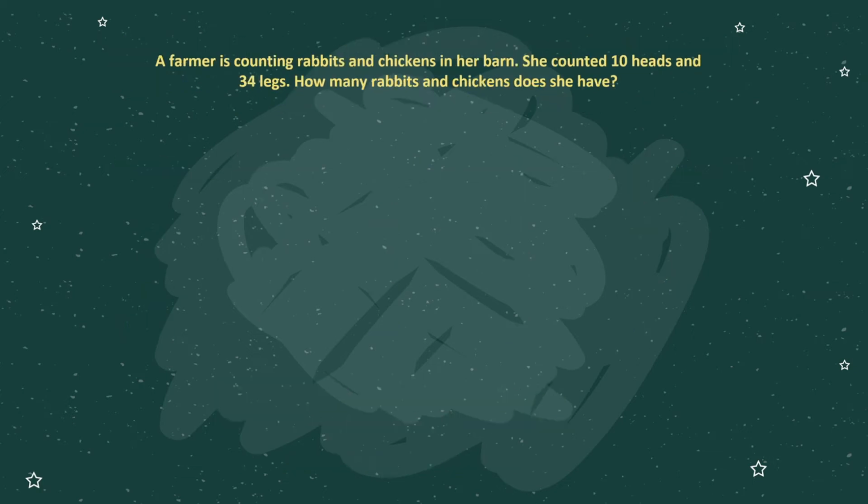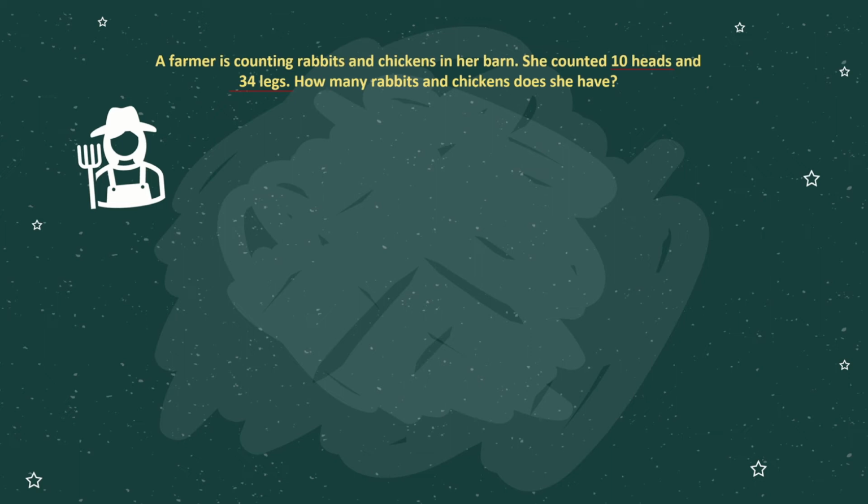A farmer is counting rabbits and chickens in her barn. She counted 10 heads and 34 legs. How many rabbits and chickens does she have? Well, if you've seen my previous videos, you would recognize that this is in fact the famous chicken and rabbit problem. This type of problem is also known as sums and differences problems, as here we have two sums, the sums of the heads and the sums of the legs. And there's also a fixed difference, the difference in legs between rabbits and chickens.